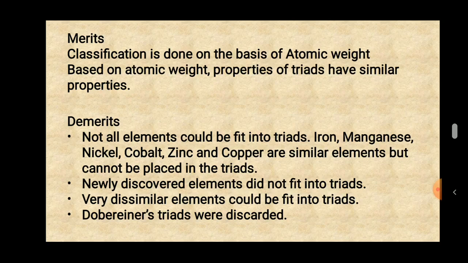Okay, so next, demerits. Not all the elements could be fit into triads. Newly discovered elements could not fit into the triads, like iron, magnesium, nickel, cobalt, zinc and copper, which are similar elements but could not be placed in the triads. And very dissimilar elements were still fitted into the triads, which was a wrong concept. So based on that, Dobereiner's triads were discarded.